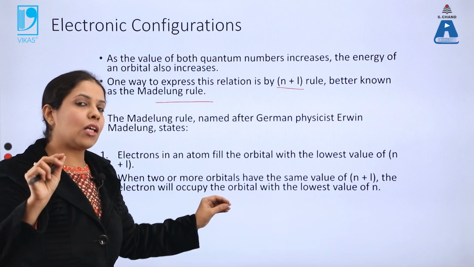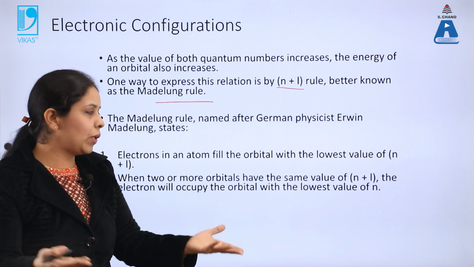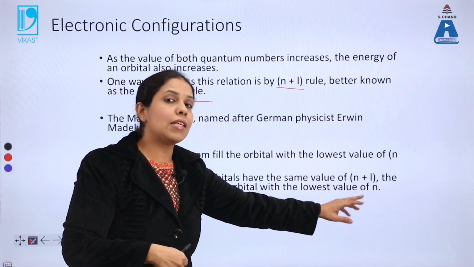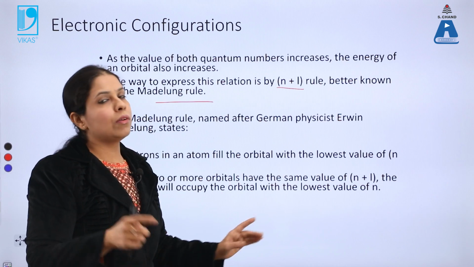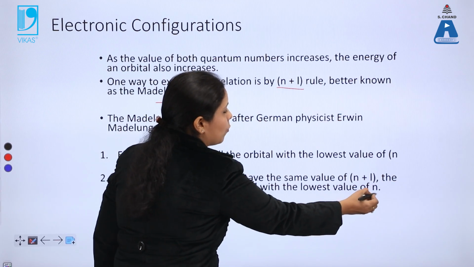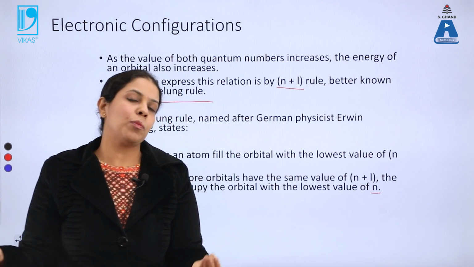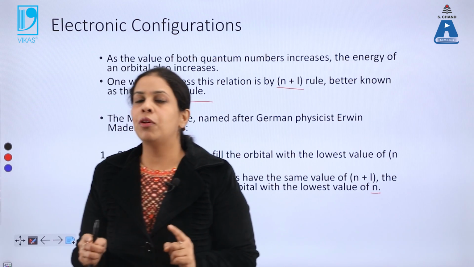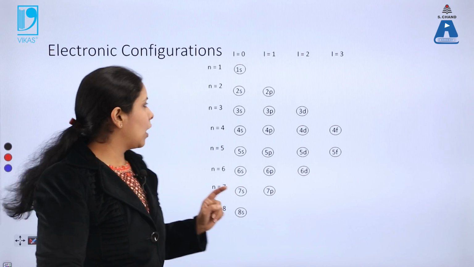But what about the case when they both have the same value of n plus l, because that is a possible case. In that case, when two or more orbitals have the same value of n plus l, the electron will occupy the orbital with the lowest value of n. So you have to see the value of the principal quantum number. Whichever has the lowest principal quantum number will have the lowest energy, and the electron will prefer to go into that orbital first. Let's see how the energy is calculated.